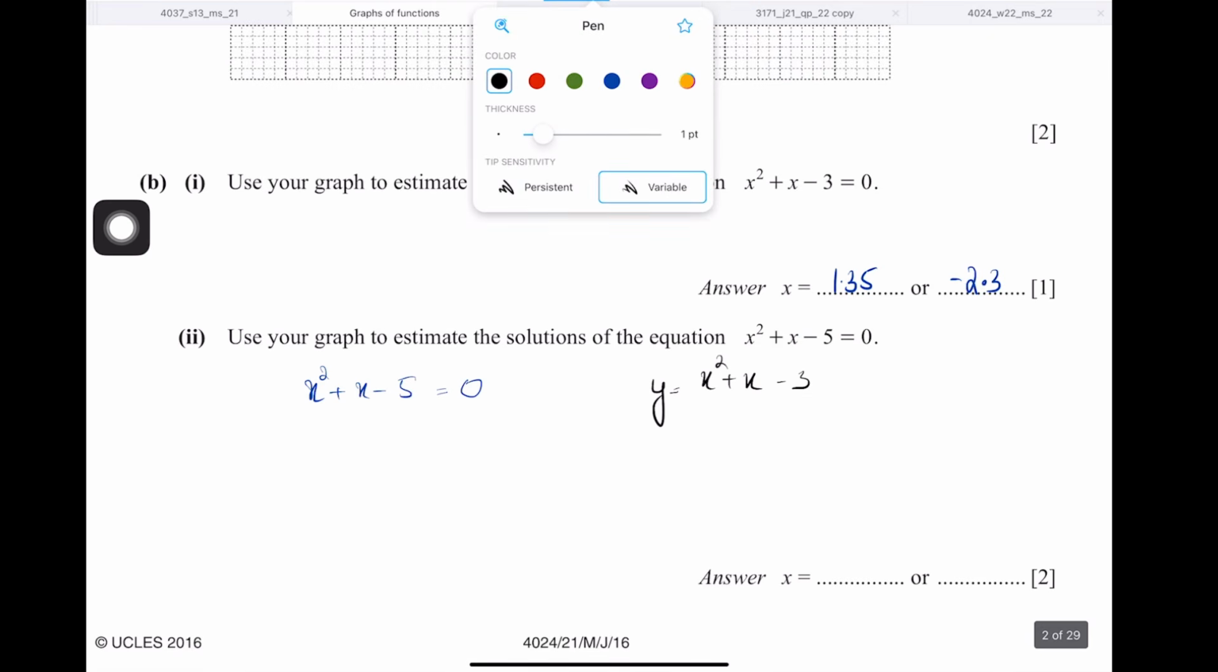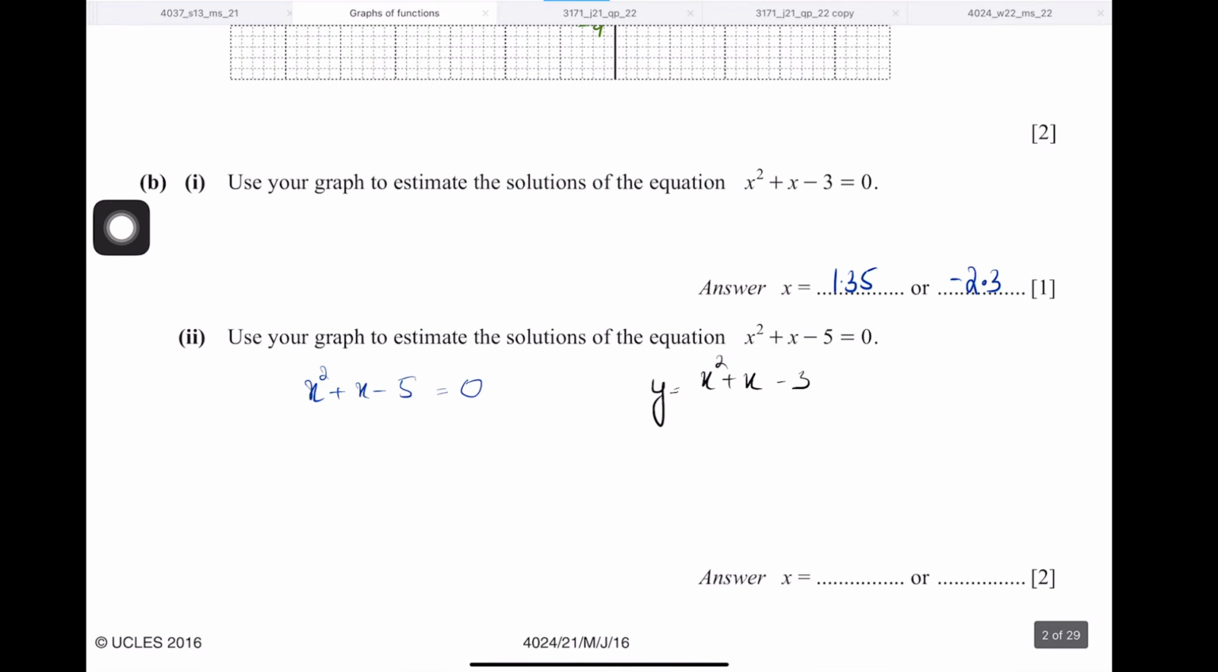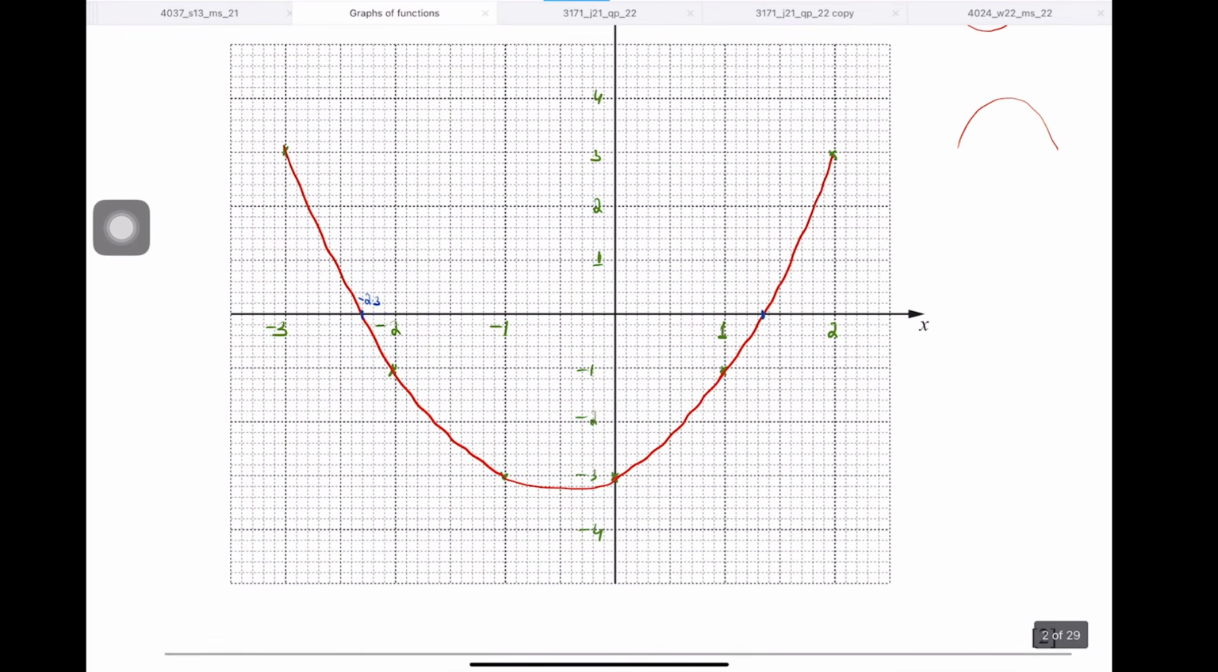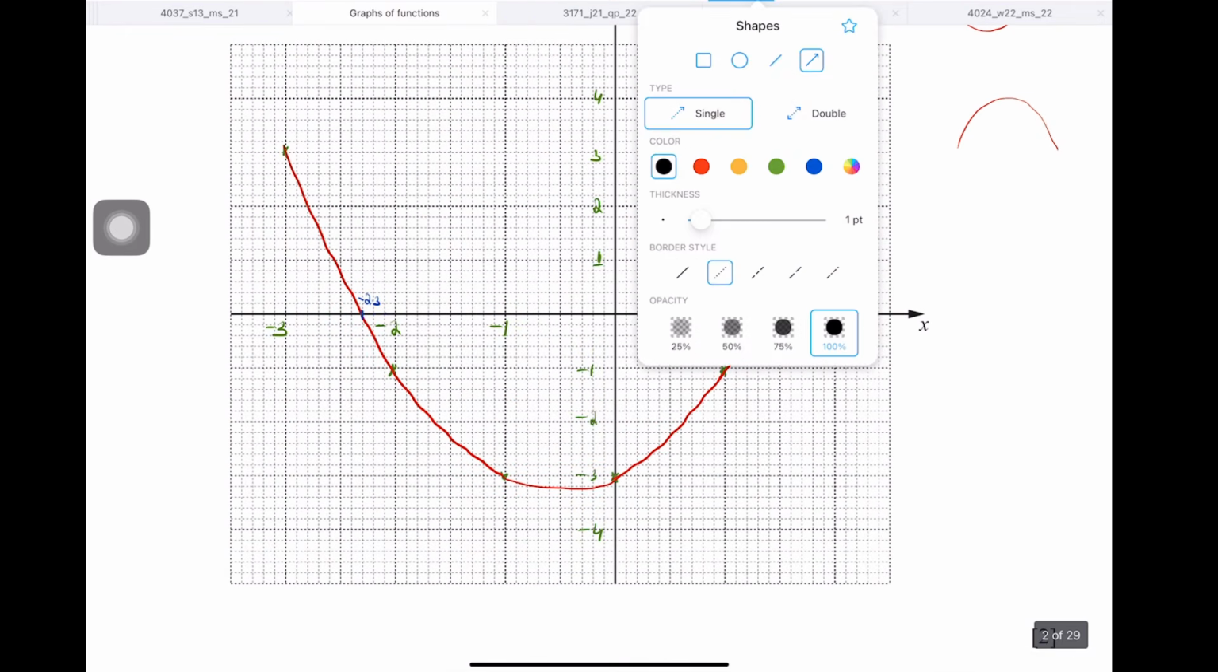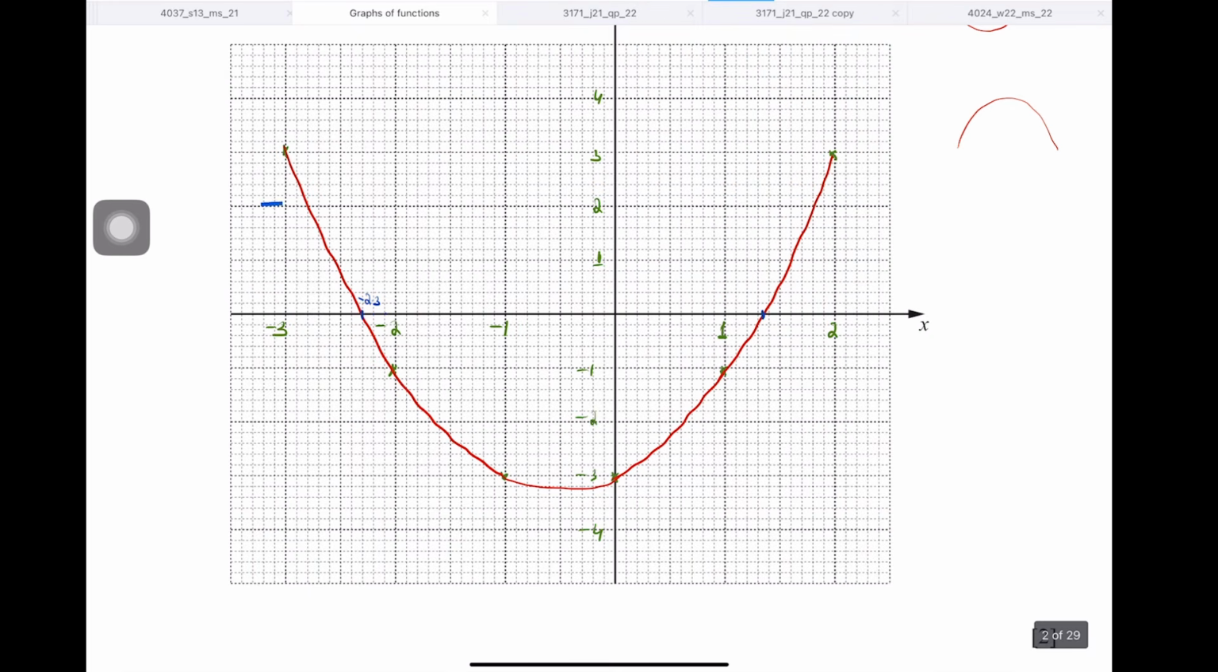So how will I bring this -5 equal to -3? What do I need to do? Do I need to add something? If yes, what do I need to add? +2. So I need to add 2 on both sides. So now we have x squared plus x minus 3 equals 2, which means that y equals 2. So if y equals 2, that means that's the line that we need to draw to find the solutions.